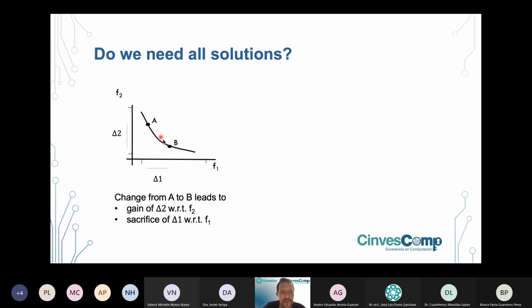So if I change from A to B, so I think about bike A, but your wife said, go for bike B, or product B, whatever that is, and then you see exactly. If you go from A to B, you gain this part according to F2, but at the same time you lose this part according to F1. So you change from A to B. So delta 2 is your gain, and the sacrifice is delta 1 according to F1. So this is what you see.